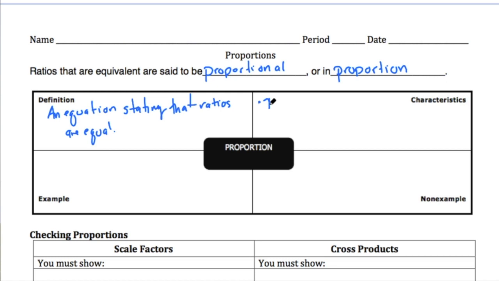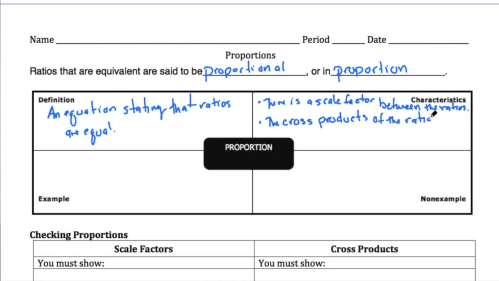Two key characteristics. There is a scale factor between the ratios. That'll be very important. The second is that the cross products of the ratios are equal. Great. So let's take a look at some examples to see what we're talking about here.